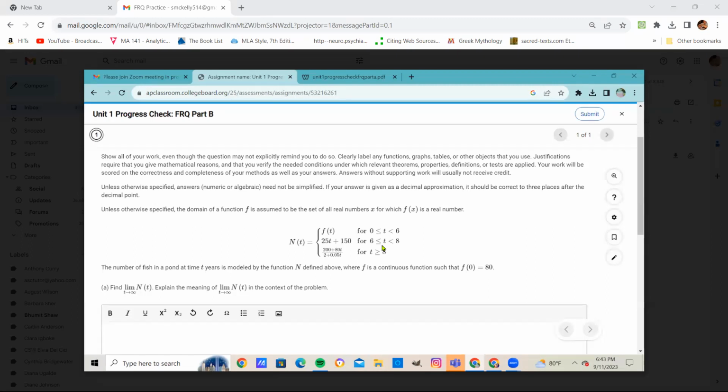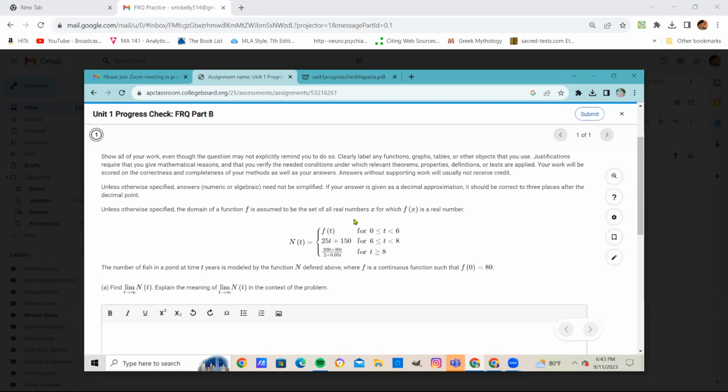But because t should be as large as possible, we use the branch of the function n of t such that t is greater than or equal to 8, because that's the largest t on there.